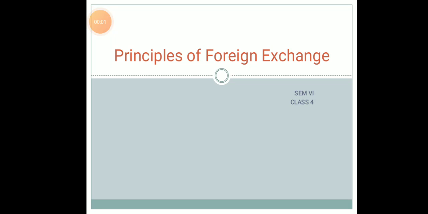Hi all. In today's session, we are going to discuss the functions of the foreign exchange market, which we have already discussed in an earlier session also. In the earlier class, we discussed three major functions, which were the transfer function, credit function, and hedging function.